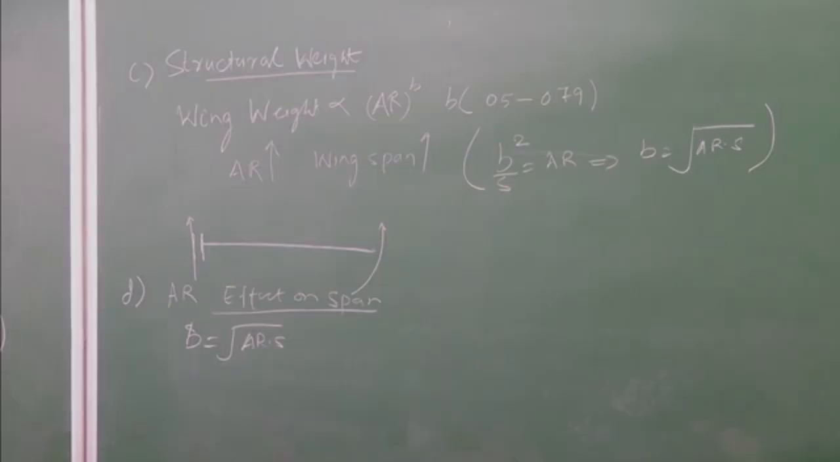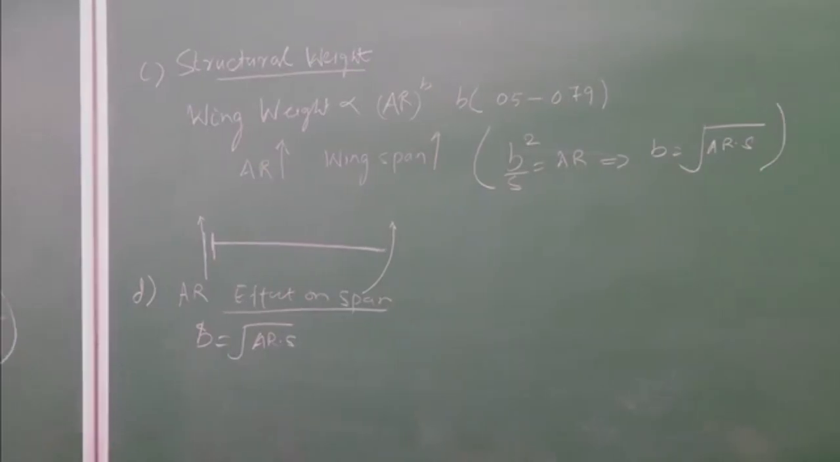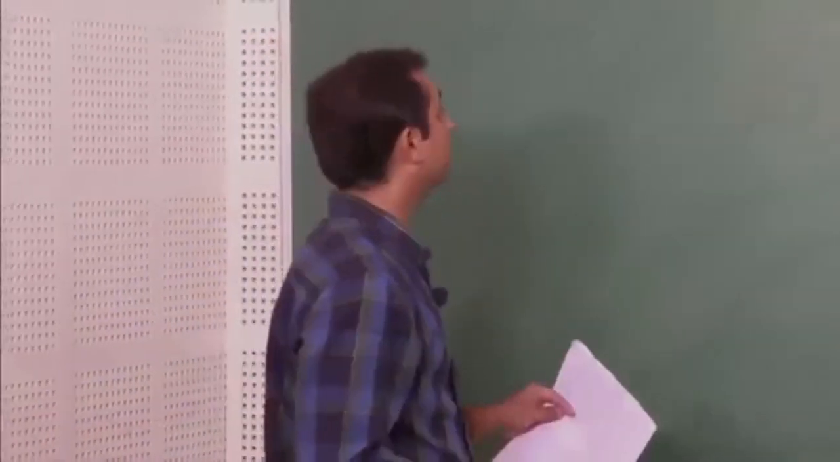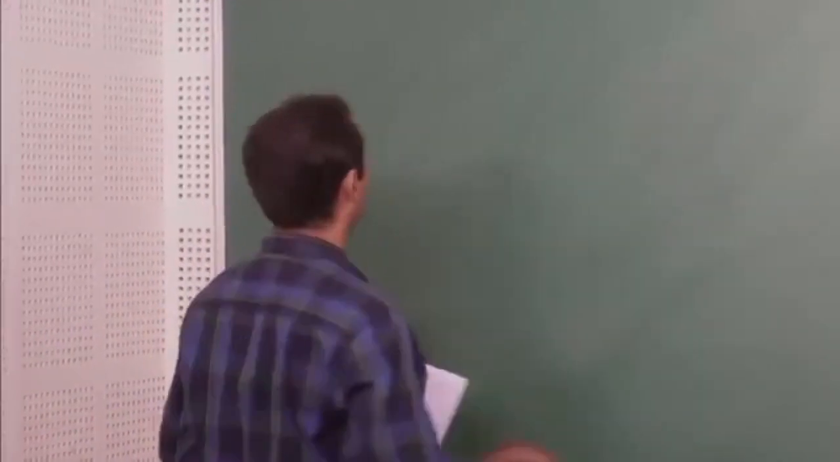Now we will be looking at the numerical based on the lecture we did in the previous week. We saw what information we got from airfoil and what were the effects of aspect ratio on wing design. And now we will be doing a numerical based on the lecture we just saw and what we did in the previous week. So we will be doing this for a small UAV. These are the specifications of the UAV.